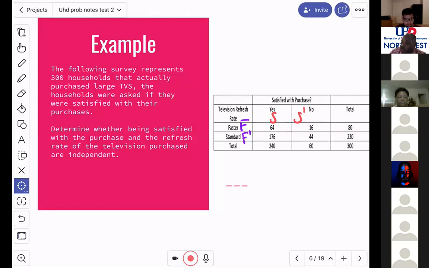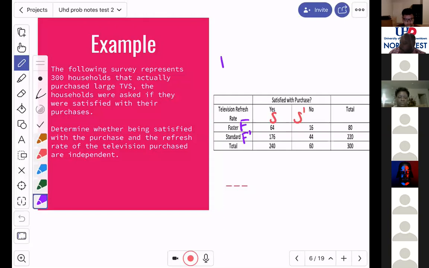So one condition I can set up is this again: the probability of F given S. What does this say? What does that mean? Who am I interested in? Faster given the what? Given, look at it again, the satisfied customers. What people am I interested in in this sample? Satisfied. I'm interested in the satisfied people. And out of those people, who am I going to look at? The faster rate.